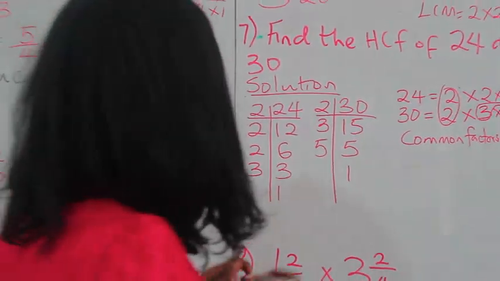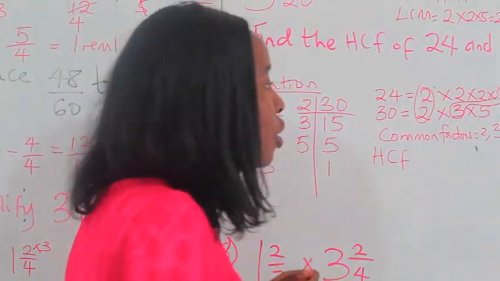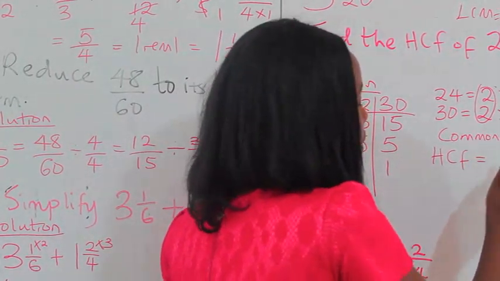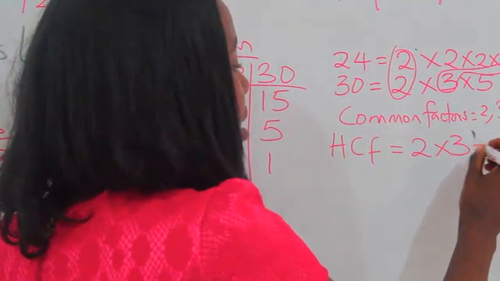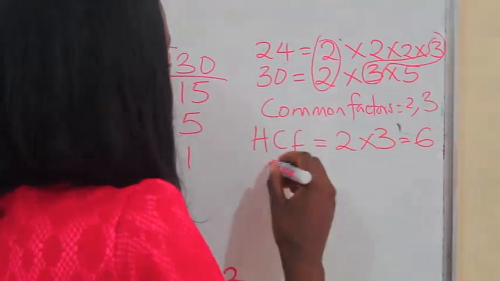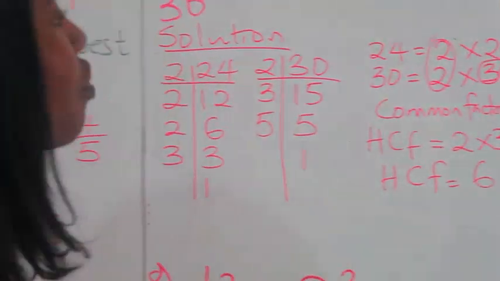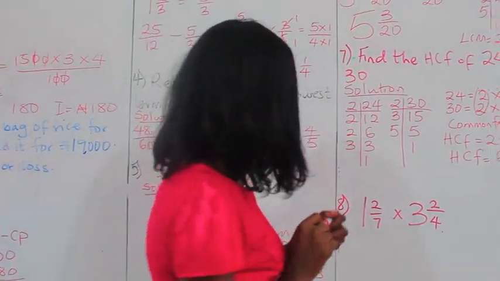And the HCF, which is what we are looking for, the highest common factor, is the product of the common factors. If we are to multiply 2 and 3, our answer is equal to 6. So our HCF is equal to 6. The HCF of 24 and 30 is equal to 6.